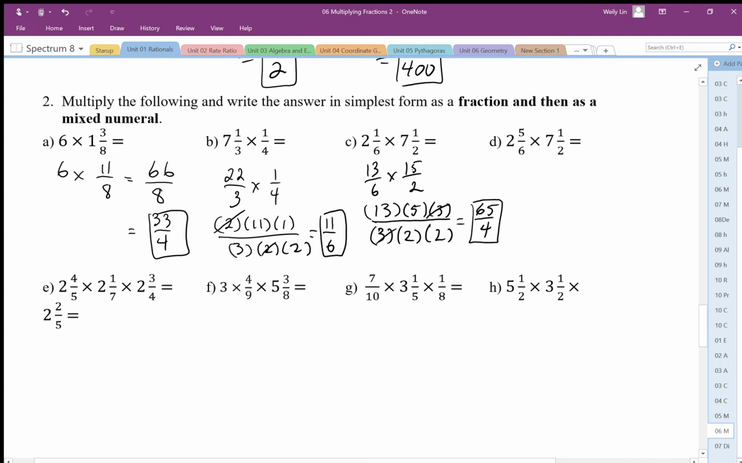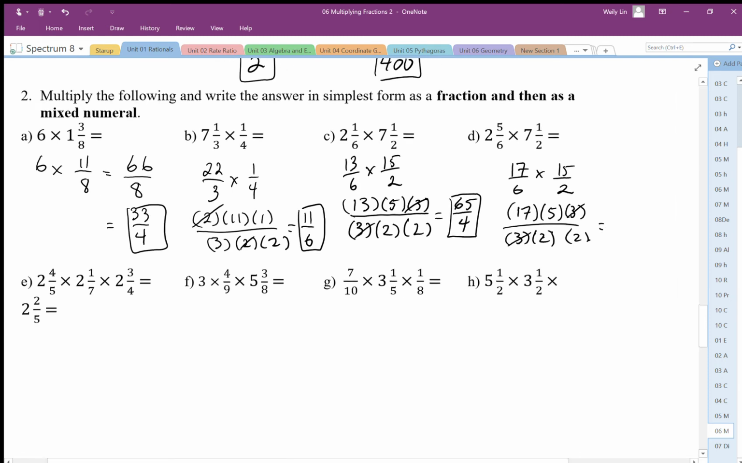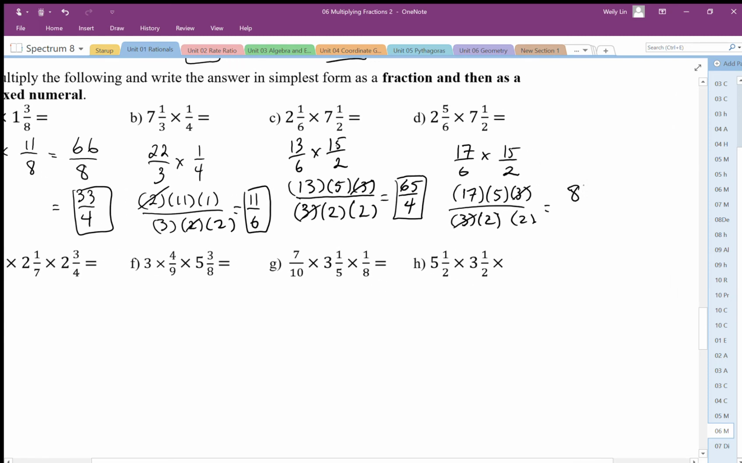So here we're going to get 17 over 6 times 15 over 2. Again, I can see there's a common factor of 3 here and here. So I'm going to factor that 15 into 5 times 3. Here this is 3 times 2, and then times 2. Cancel those out. So 17 times 5 is 85 on top. 2 times 2, or divide by 2 is divide by 4 on bottom.